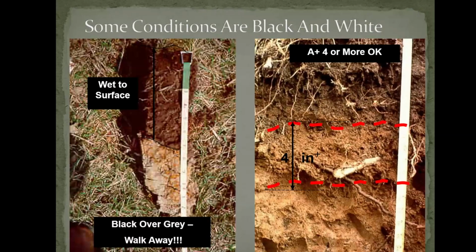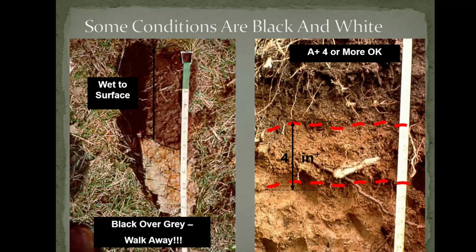So some conditions are as simple as black and white, just like the one we saw on the left. You've got black over gray. One of our wastewater specialists years ago coined this term: if you see black over gray, just walk away. That's what you should do. Don't look any farther. And this one is actually black over, well, there's some gray and some red, some orange, some yellow. So you're getting all the colors in that one, the whole rainbow.